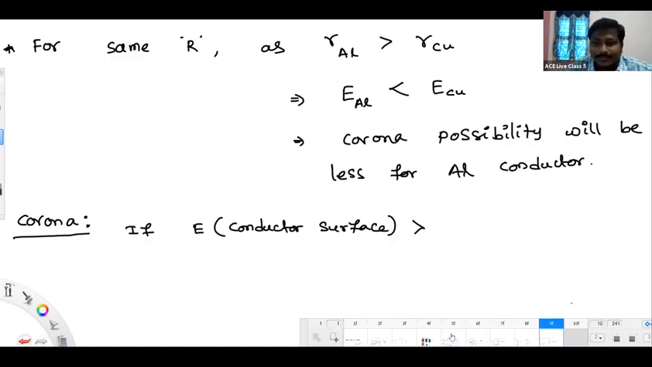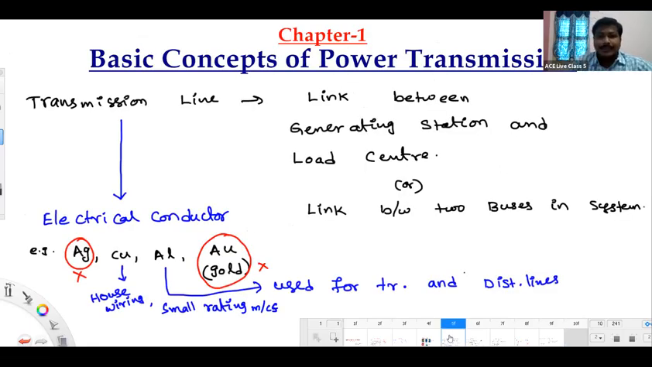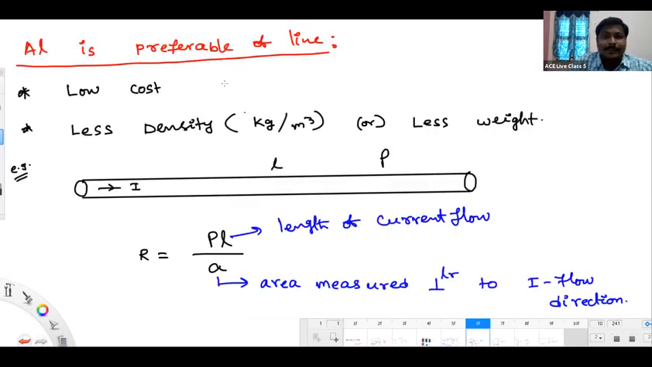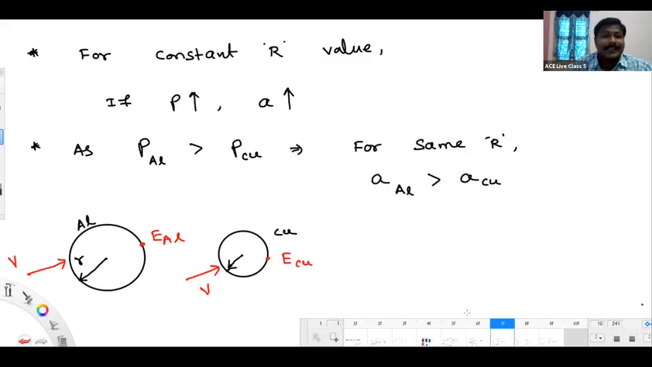See, look here. Let me conclude the thing. First, what have you taken? The definition of line. Then, which material do we have to take? I have given 4 materials. Among the four, aluminum and copper we are discussing now. And among these two, aluminum is suggested compared to copper. What's the reason? One reason you said low cost. The next reason you said less weight. Now the third reason is that an aluminum conductor looks bigger in size compared to copper for the same resistance value.